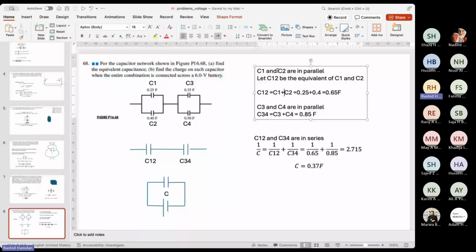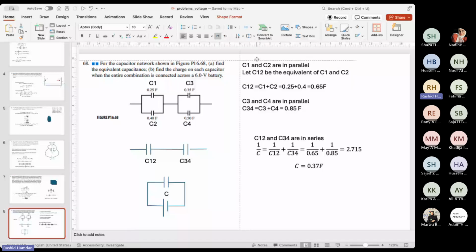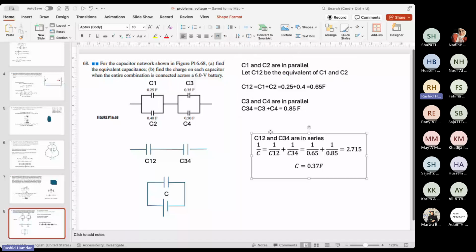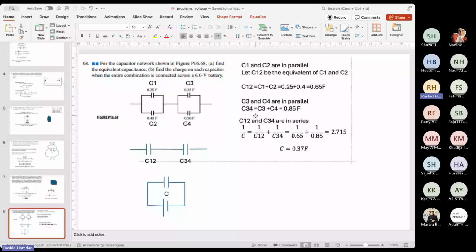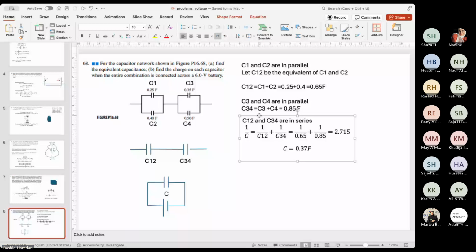So what do I do? I start from the combination of them, and I move backward. When they are in series, they carry the same charge, but the voltage is divided. When they are in parallel, the charge is what kind of add up.